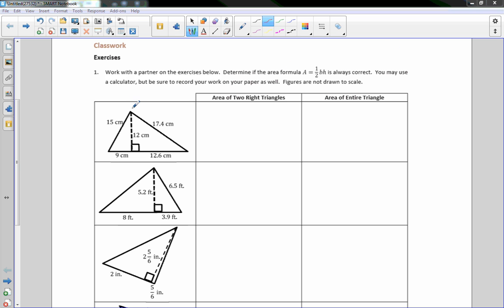Okay, so number 1, we have this table. They don't give us a whole lot of room. I'll do my best to write this. I may have to erase for each one. So right here it says to find the area of the two right triangles. So I'm going to color code these.